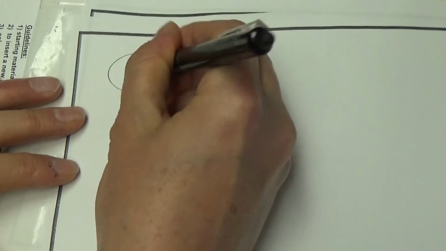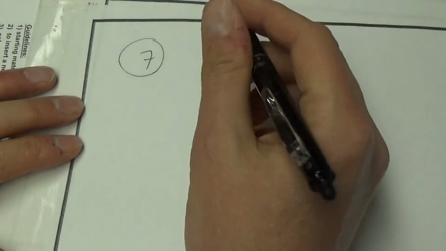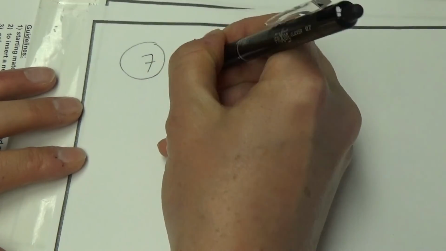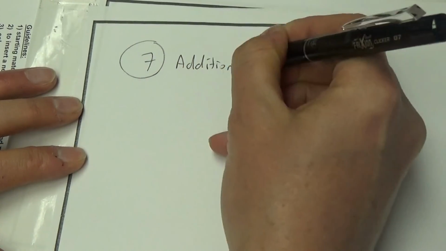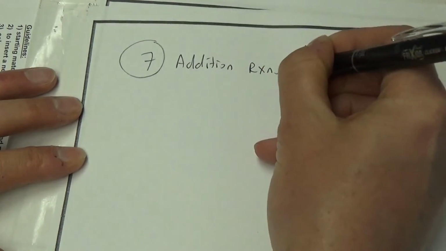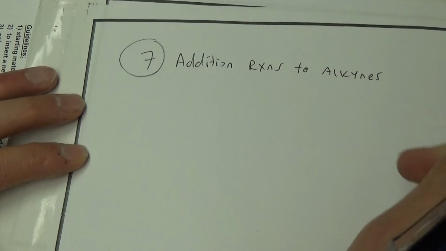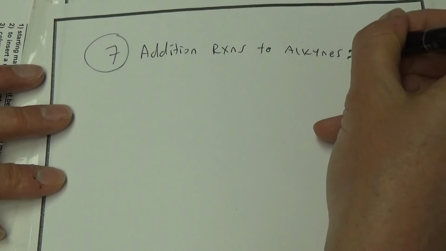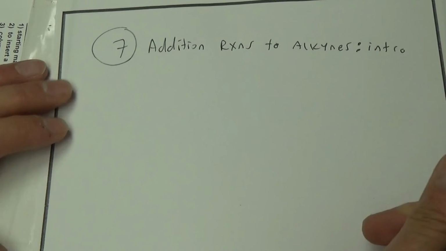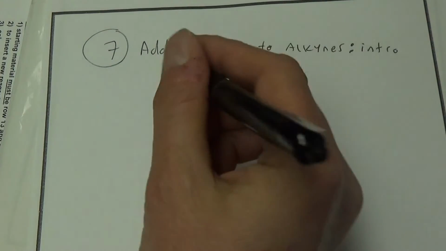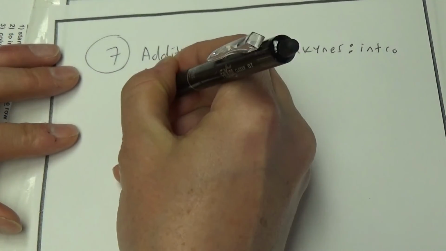Alright, so now we're on to number 7, which was addition reactions to alkynes. Addition reactions to alkynes, and we're going to first introduce this stuff by talking about what you already know from alkenes. So let's recall some alkene chemistry real quick.